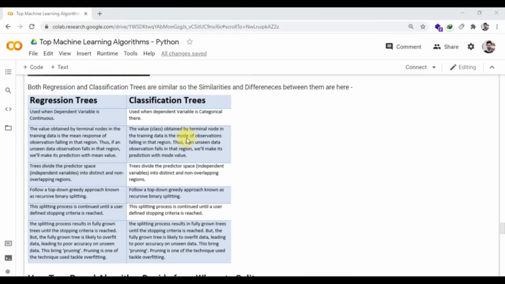Thus, if an unseen data observation falls in that region, we will make its prediction using the mode value. In regression trees we use the mean value, in classification trees we use the mode value. Regression trees divide the predictor space, the independent variables, into distinct and non-overlapping regions. Classification trees also do the same thing. They also divide the independent variables into distinct and non-overlapping regions.